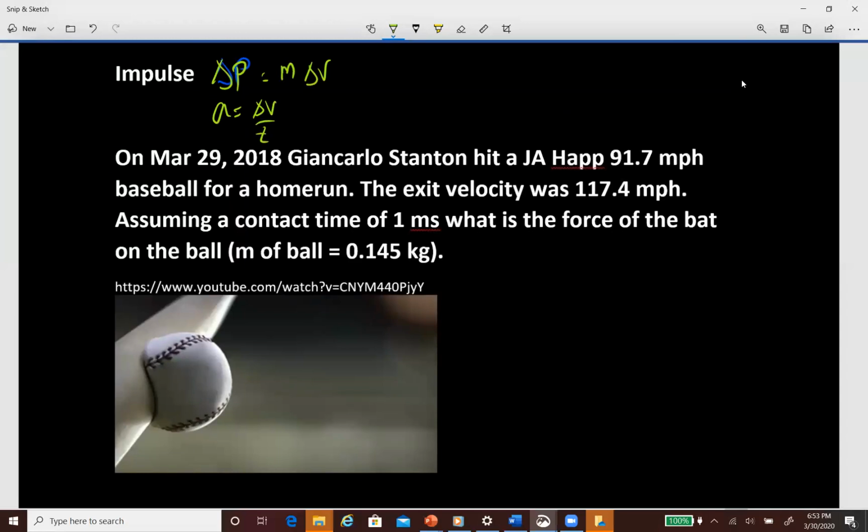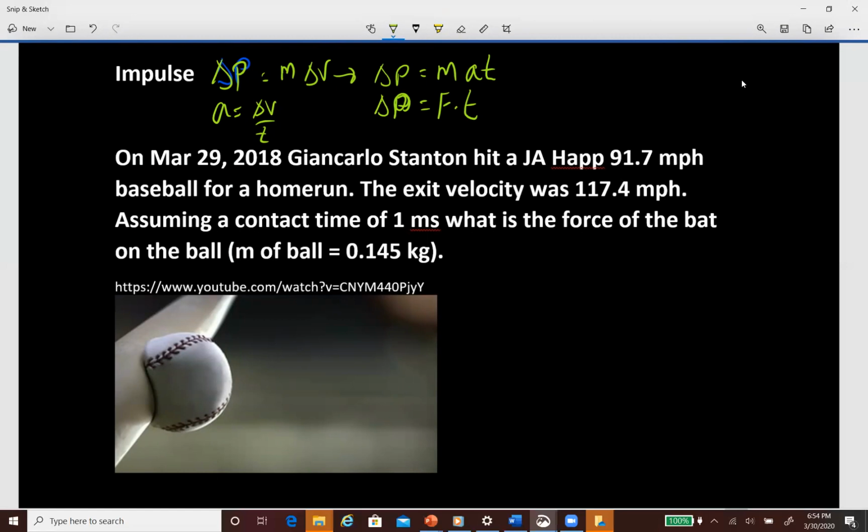Now, if you remember from grade 11, a is delta v over t. So we could rearrange and say that delta P is equal to m times delta v, where delta v is basically a times t. Okay, now delta P then is equal to ma times t. Well, what's ma? ma from last year is force times t. So change of momentum for the impulse is a function of force times time.